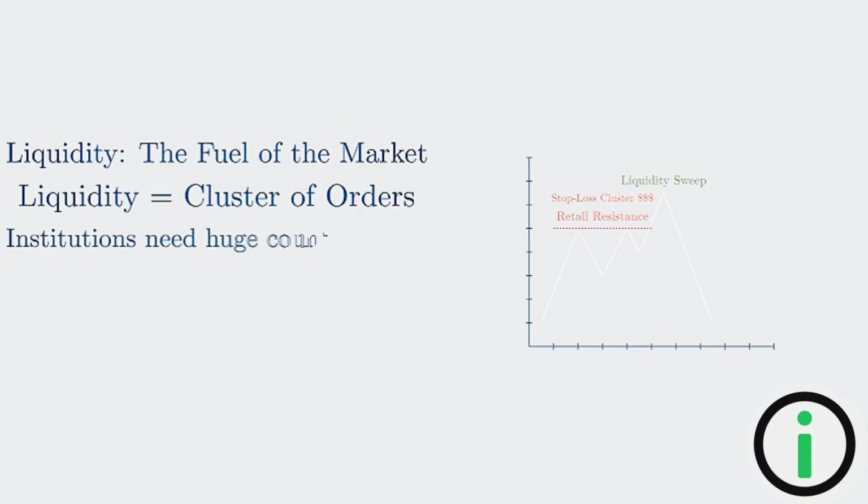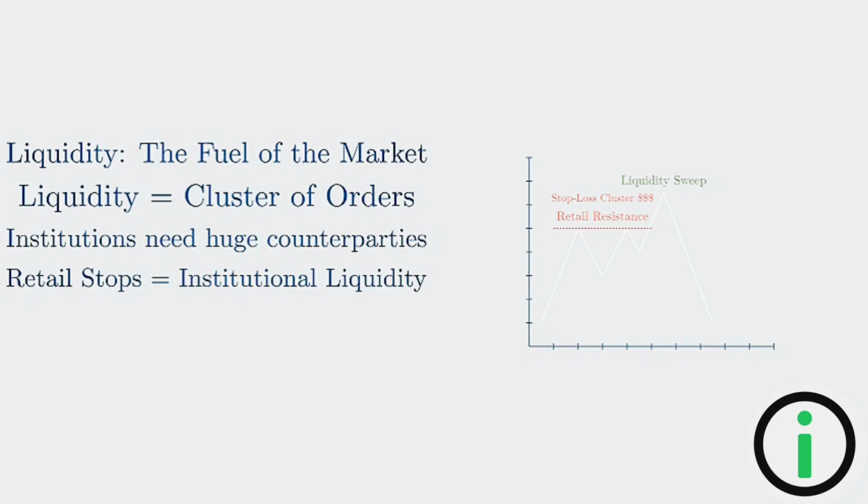Big institutions like banks and hedge funds need to fill massive orders. They can't just buy a million shares without moving the price against themselves. To get a fair price, they need to find a large pocket of sell orders to buy from. And where are those sell orders? They are the stop losses of the retail traders who went short at that resistance level. Price doesn't move randomly. It often hunts these liquidity pools.